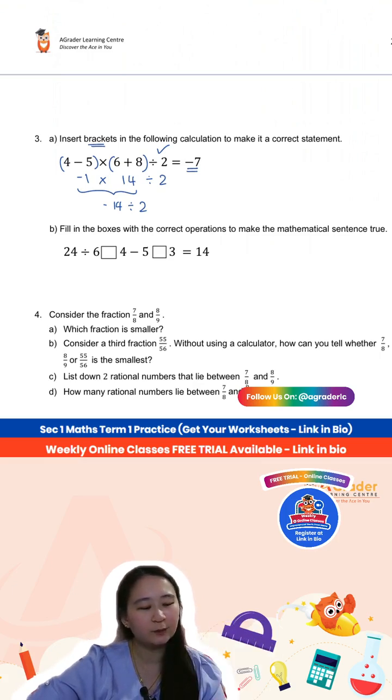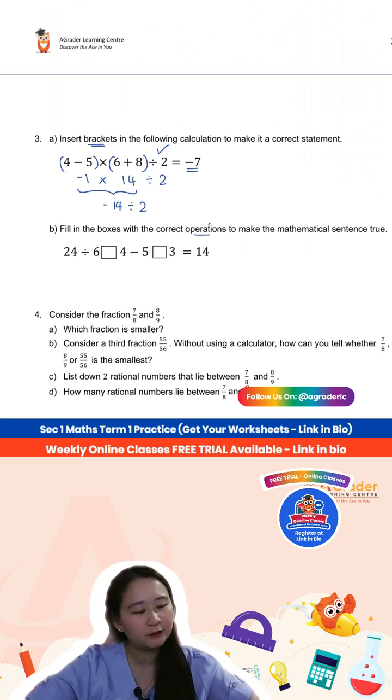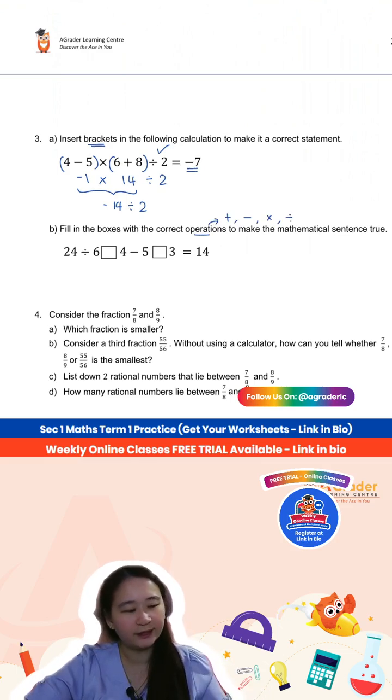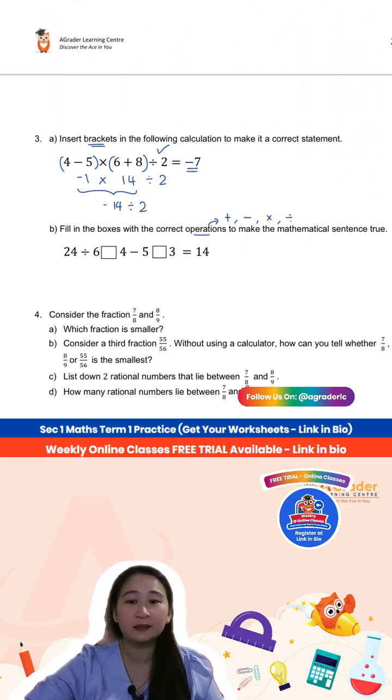Part B is filling the boxes with the correct operations. Operations means plus, minus, times, or divide to make the mathematical sentence true. Can you all give a try? What should the boxes be filled with?